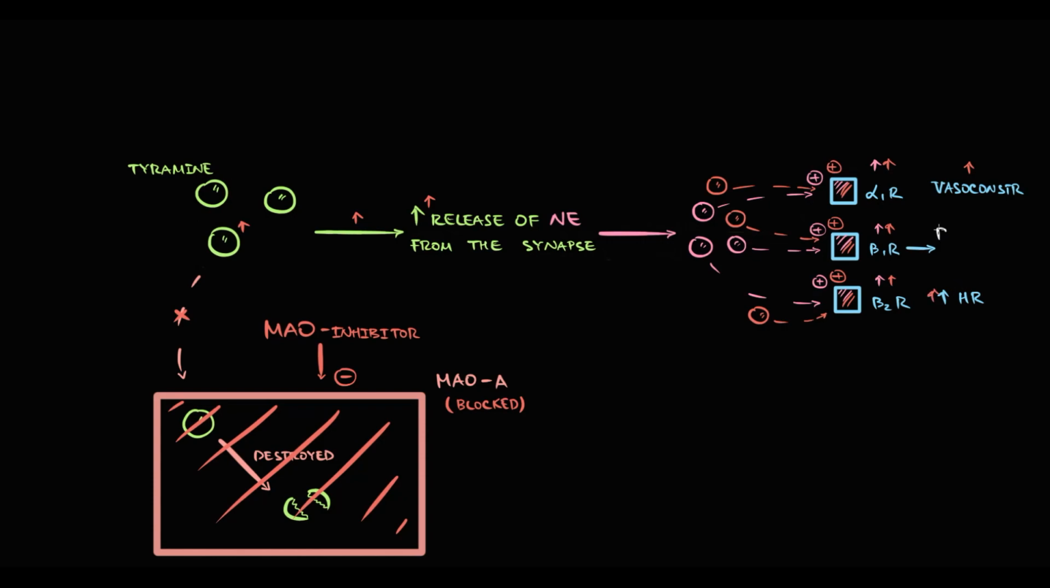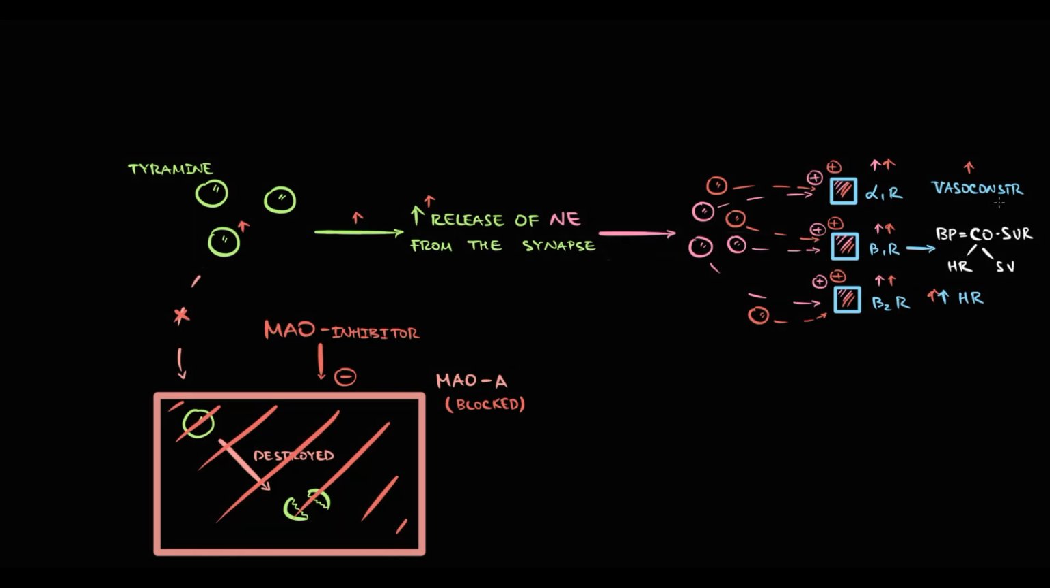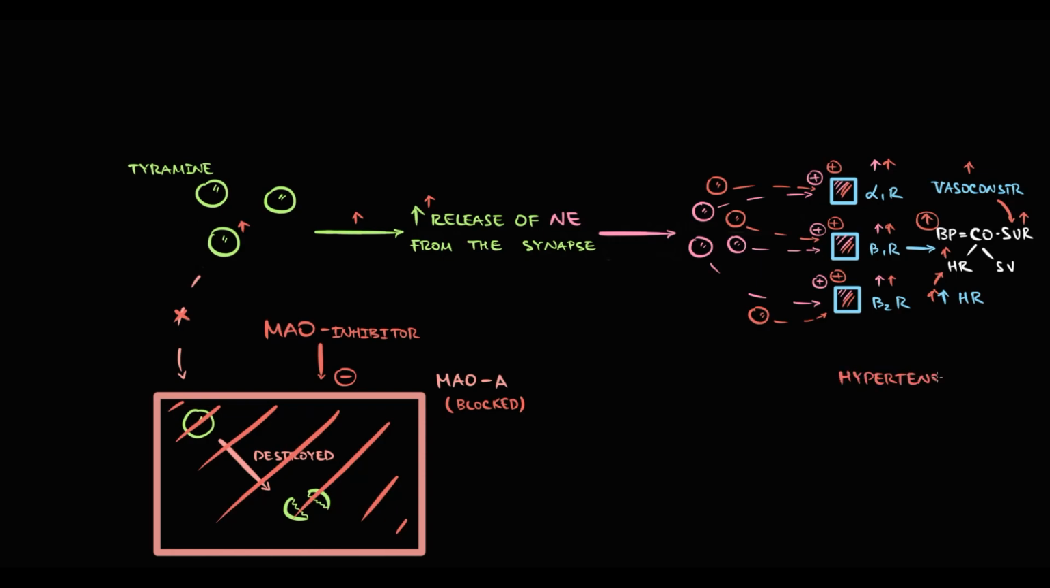Also recall that blood pressure is equal to cardiac output times systemic vascular resistance, and cardiac output is the stroke volume times heart rate. With more severe vasoconstriction, systemic vascular resistance increases, and with increase in heart rate, cardiac output increases. As a result, blood pressure increases, so hypertension develops.